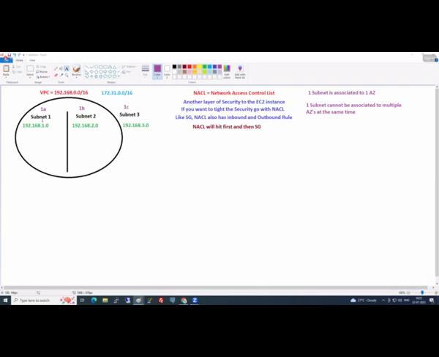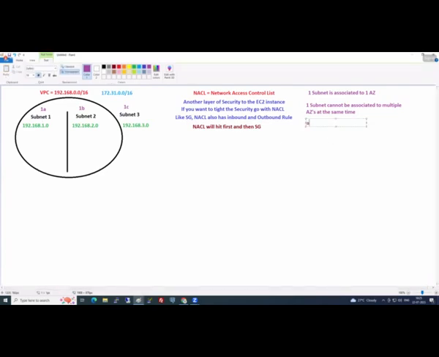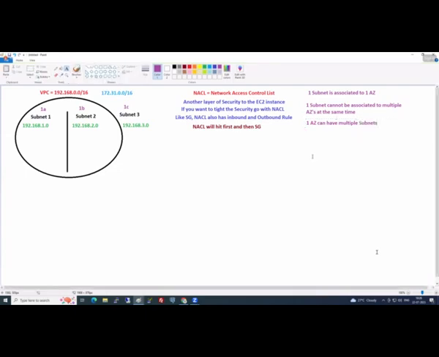Certification question. You are answering it, yeah? Very good. So one availability zone can have multiple subnets. Super.